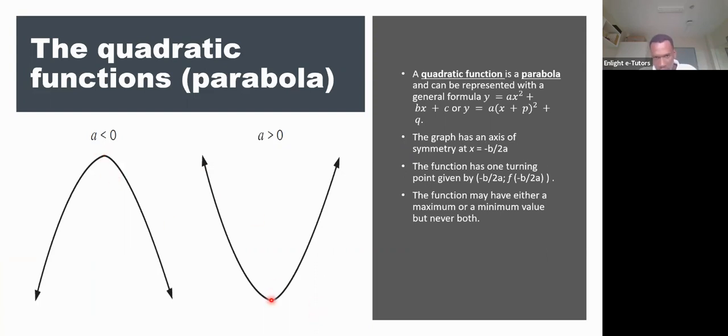If it has a minimum, your a is positive, so the gradient is positive. If you have a maximum, your a is negative, the gradient is negative. You understand? Exactly. For a domain, it's the same thing.